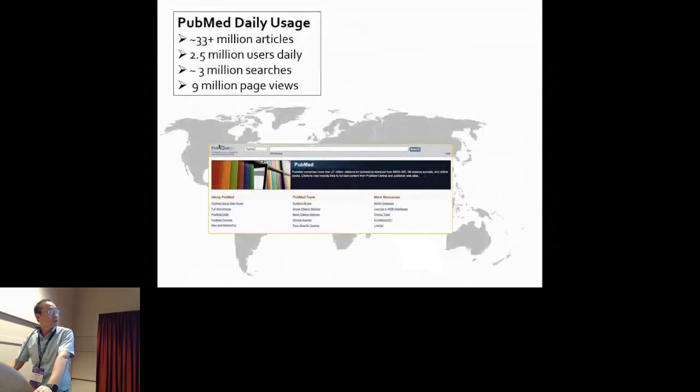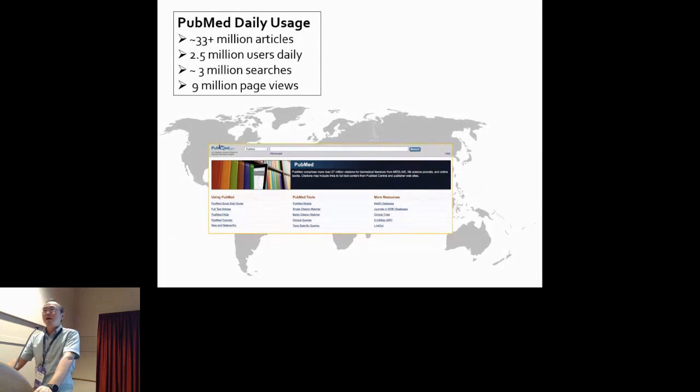So we'll get started with a search portal that you're all familiar with. In fact, you're all contributors to PubMed, because many of you are authors and you publish papers there. PubMed today has about 34 million articles, and on an average day, we have about 2.5 million users. They're doing about 3 million searches and 9 million page views.